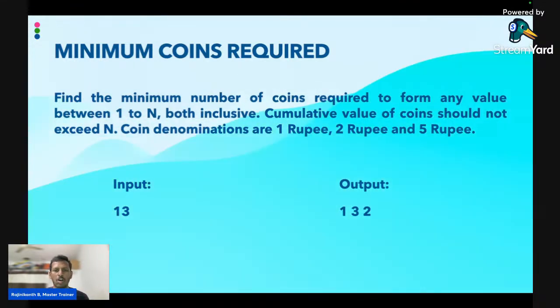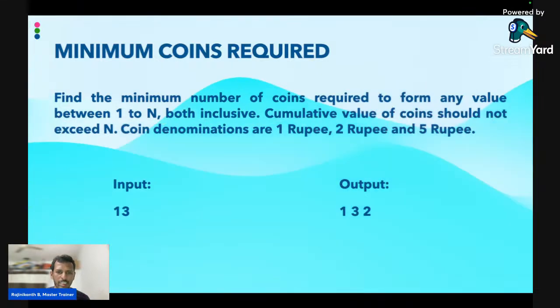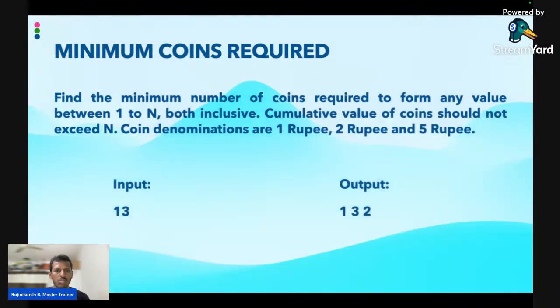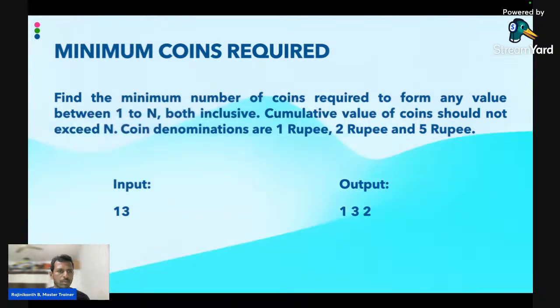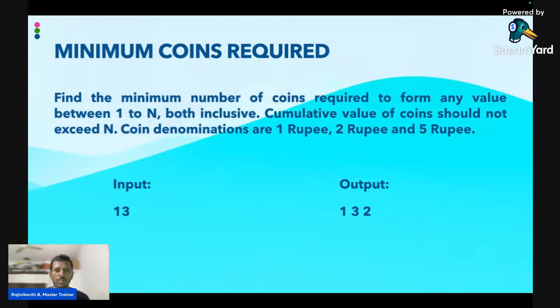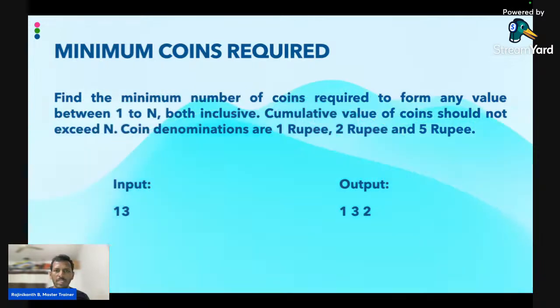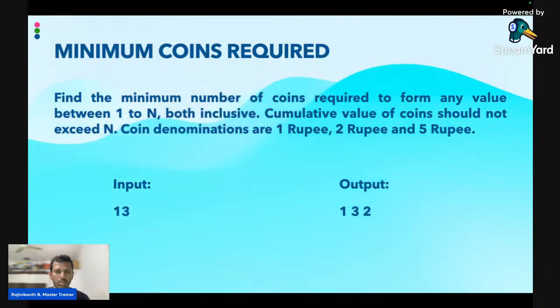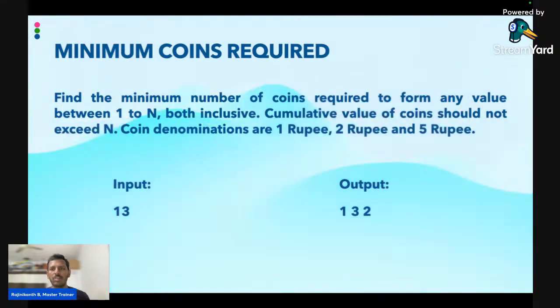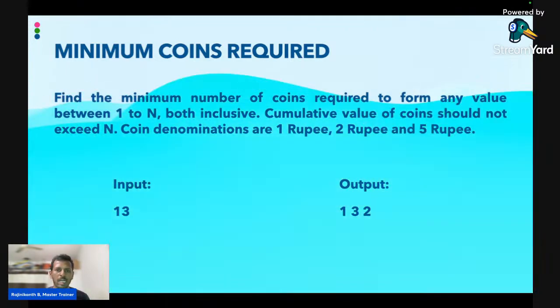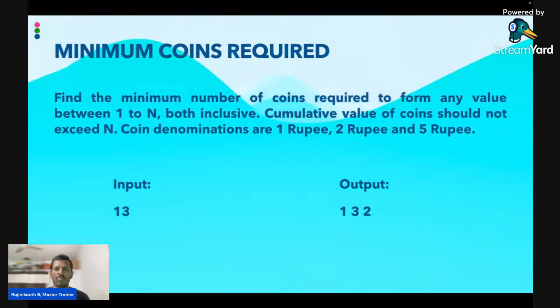Let me explain how this output is generated. Just go through this problem statement once, I request everyone. Find the minimum number of coins required to form any value between 1 to n, where both are inclusive, and the cumulative value of coins should not exceed n, and the coin denominations are 1 rupee, 2 rupee, and 5 rupee.